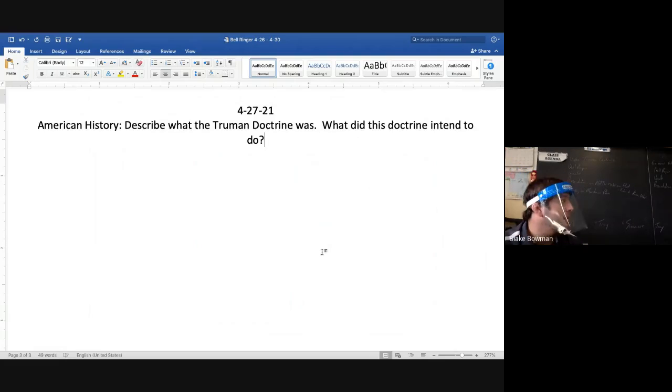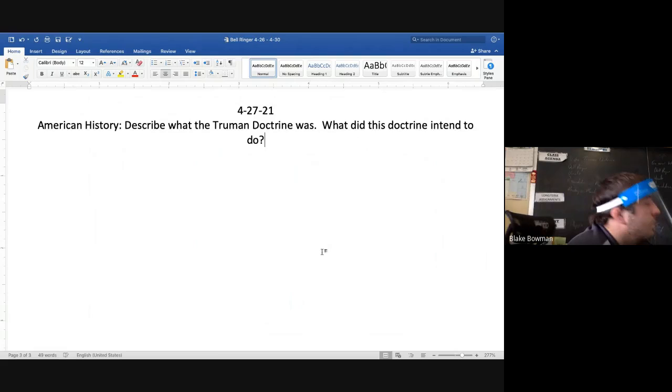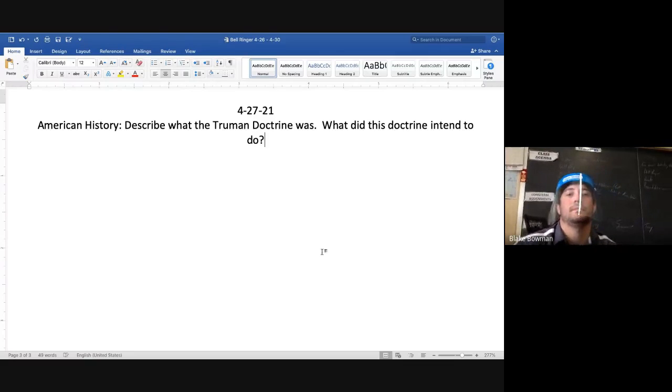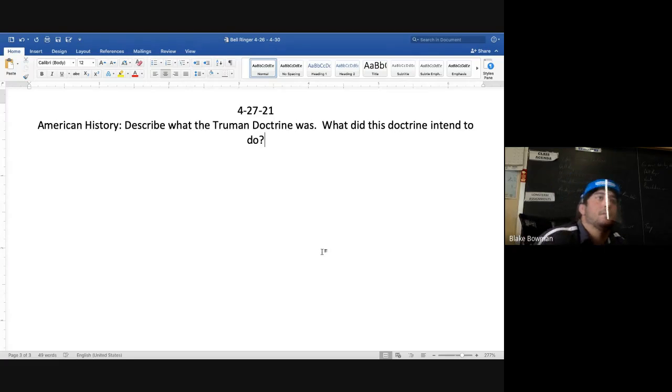All right, so what was the Truman Doctrine? Basically, it was a policy statement stated by the U.S. Yeah, good job. So the United States would aid any country that's threatened by communism, right? By the spread of communism to that area.